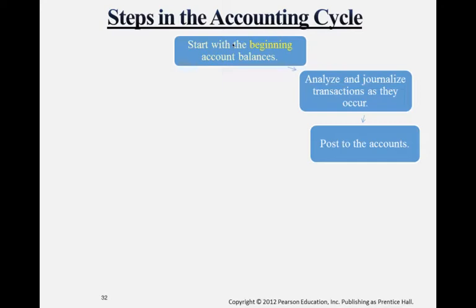So we start from all the accounts' beginning balance, and then as transactions happen on a daily basis, we analyze and journalize these transactions. Then immediately we post them to T accounts. In the journal you see all the activities as a chronological record. In the ledger you see them organized by accounts. So it's easy to see what happens on a specific day when you go over the journal. It'll be easy to see account changes if you go over the T accounts, the ledger.